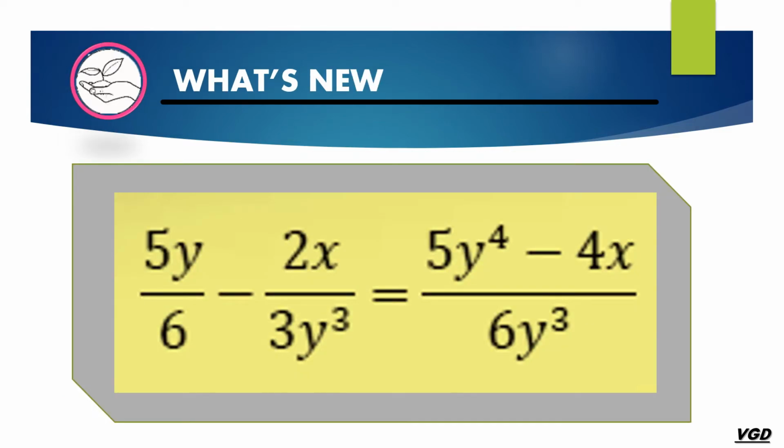What's new? Let's find out the process of getting the answer of this rational algebraic expression. 5y over 6 minus 2x over 3y cubed is equal to 5y to the power of 4 minus 4x over 6y cubed.